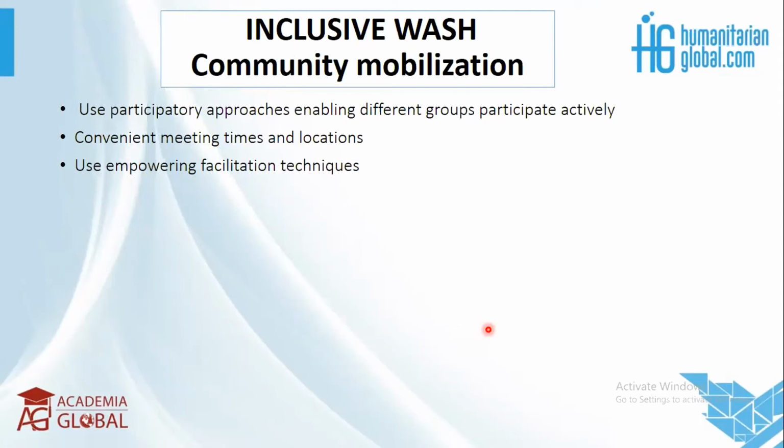Sometimes we have meetings at inconvenient times. We have meetings at a time when we know women are busy, maybe preparing meals for the children. So they are not able to participate fully. So in terms of community mobilization, you use what we call empowering facilitation techniques, where you acknowledge every member of the community and give them room to participate in meetings. That's one way you can do it in terms of community mobilization. There are many other examples, but these just highlight some of the things you can do to ensure that you are inclusive in bringing in the aspect of inclusivity.